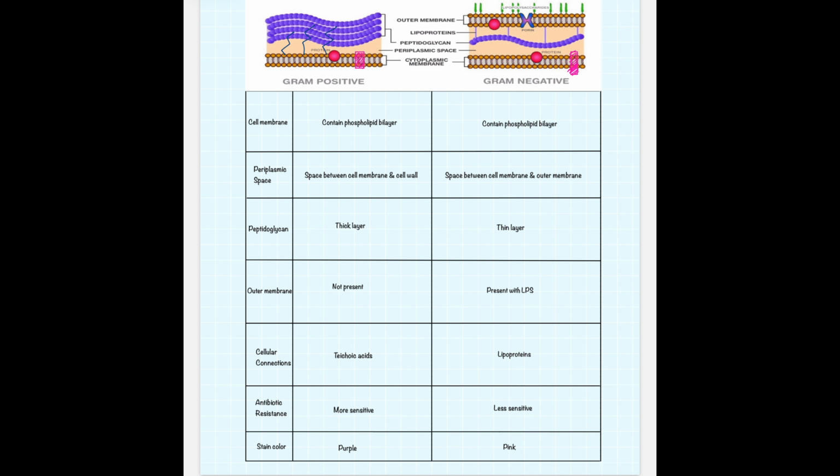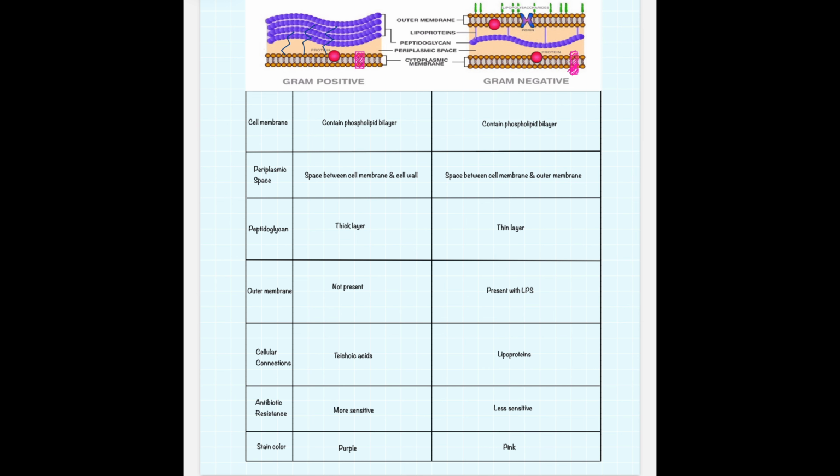And lastly, what we're going to be talking about is how differently they stain when we're doing a gram stain in a lab. This is a perfect way to distinguish between the two. If you have a specific sample from an environment and you want to see if it's gram-positive or gram-negative, this is the way you would know. Gram-positives stain purple and gram-negatives stain pink.